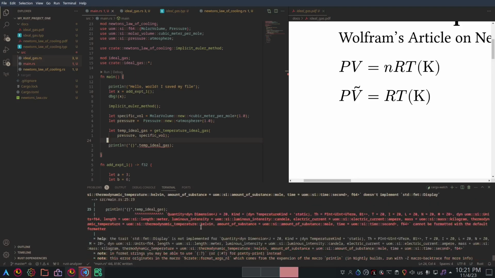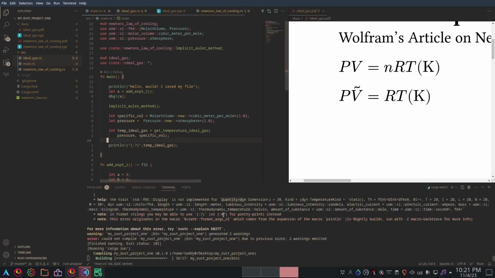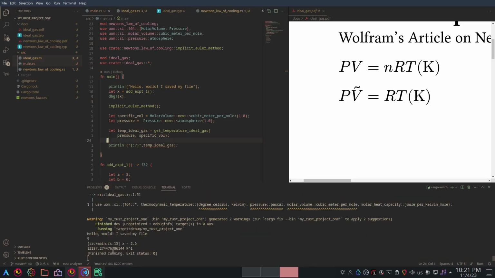What's the problem here? Standard format display not implemented for this. So I think the way to do it is put a colon and question mark there. That will help get it out. Oh yeah, look at this. Temperature is almost 12,000 Kelvin. Like I said, this is a huge molar volume, so it must be very hot.